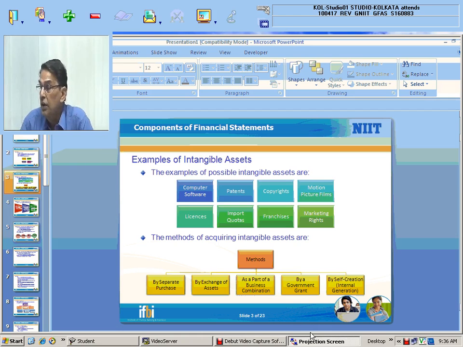But again, this list is not a complete list, it's not an exhaustive list. There are other intangible assets for which other examples can be given. This is only for the purpose of illustration, to make you familiar with the various intangible assets. Now, the methods of acquiring these intangible assets could be different, either by separate purchase or by exchange of assets. An entity may buy an intangible asset by exchanging it with some other asset.